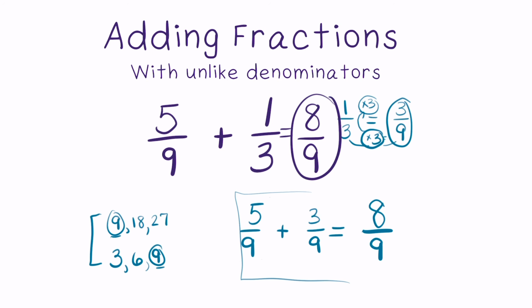Remember, whenever you're adding fractions, look at the denominators. If they're not the same, find the least common multiple. Rewrite your problem with common denominators, and then carry that denominator to the answer and add the numerators together to get your final answer.